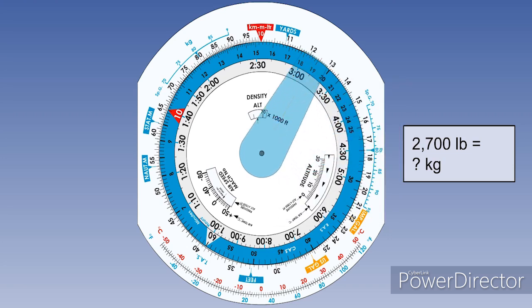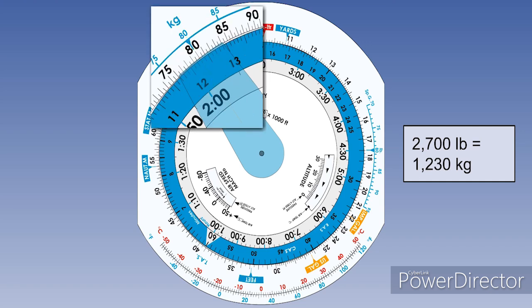Then rotate the cursor to align it with the kg index on the outer scale, and read off 12.3 from the inner scale. The order of magnitude we arrived at by using mental arithmetic indicates to us that the answer is 1,230 kilograms.